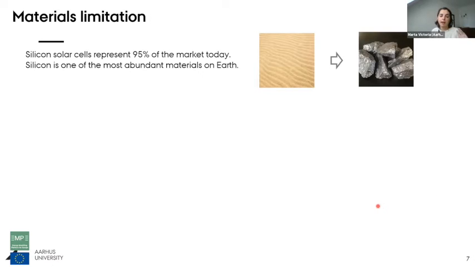So if we know that solar has been rising really fast, do we have any strong limitations that prevent a massive expansion? Let's try to review them shortly. So first, we could consider material limitation. But to do that, we need to realize that silicon solar cells represent today 95% of the installed capacity, and silicon is one of the most abundant materials on Earth. So mainly silicon is produced out of silica or sand.